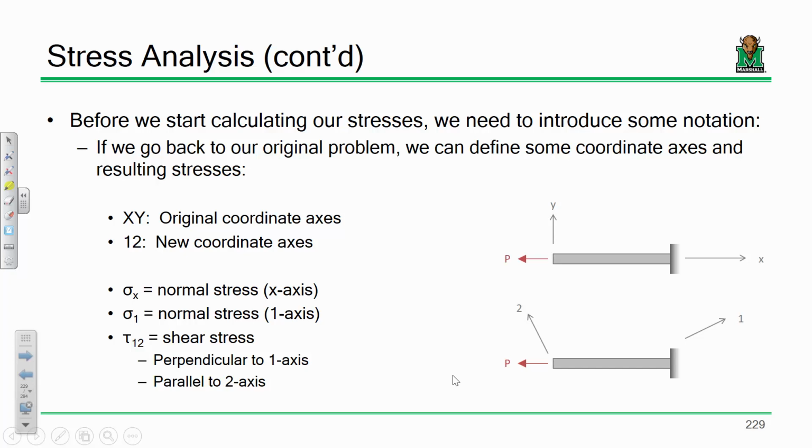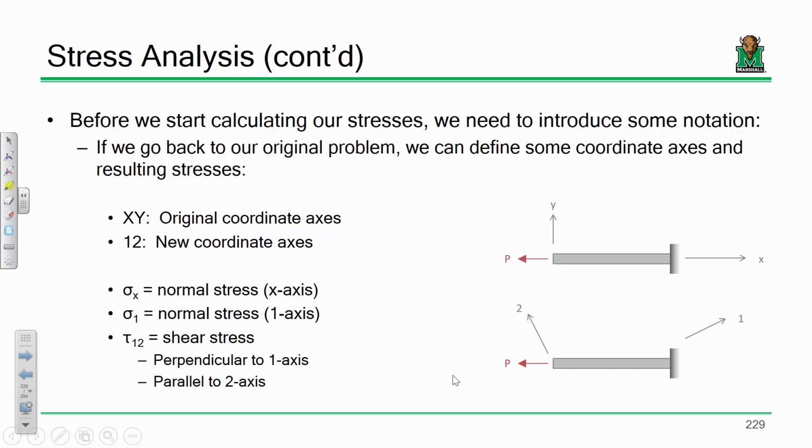Ultimately, what we're going to be computing or deriving are some relationships related to what's called stress transformation. In other words, if you have a stress this way, how does that transform into a stress this way? That's going to be sort of a focus of what we're doing.